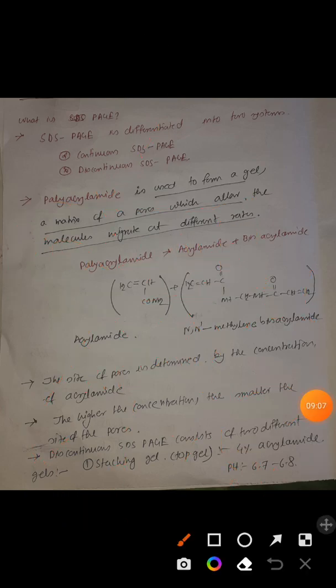Along with SDS-PAGE there are other kinds of PAGE present. One is native PAGE. Remember one thing, in SDS-PAGE we are using a denaturing agent. We are using SDS, which is an anionic detergent. So it also denatures protein. That means here we are simply willing to separate protein on the basis of their molecular weight.